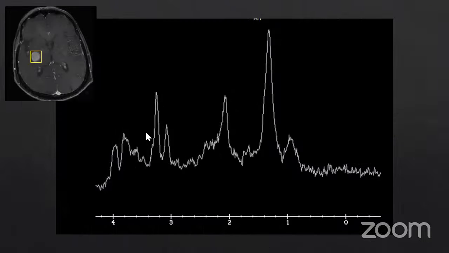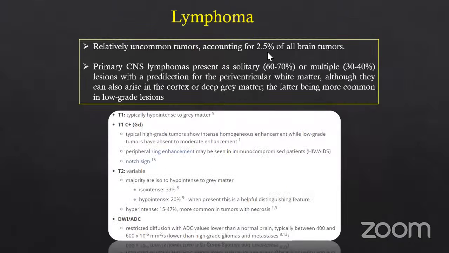Now this focal lesion had a good spectrum also, which resembles what we are expecting for lymphoma, with a choline peak and a lipid lactate peak. So, twin peak sign of lymphoma. Lymphomas are tumors which are by incidence relatively uncommon, but in your practice, I'm sure if you're getting brain tumors and focal lesions, we see them often.